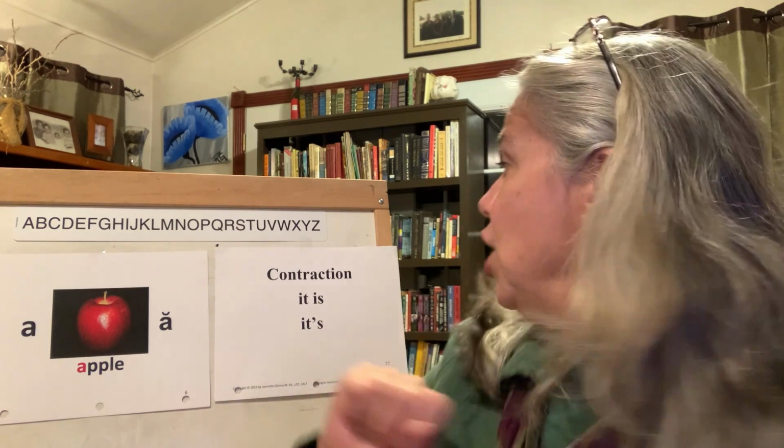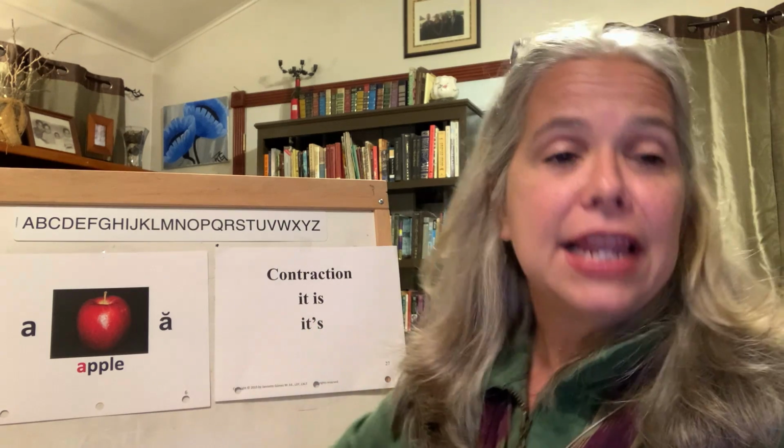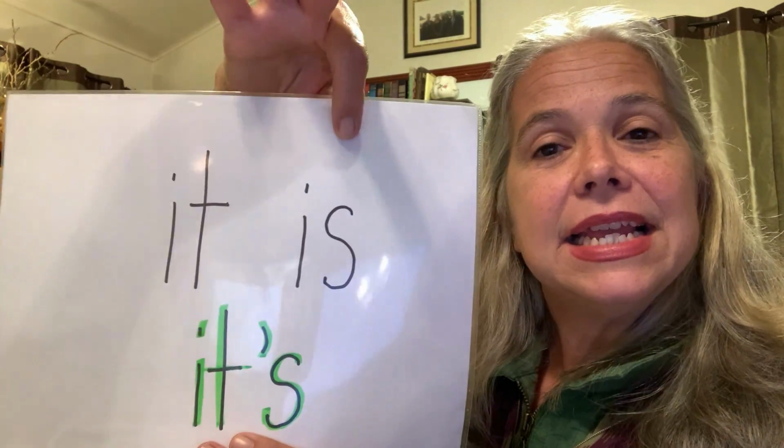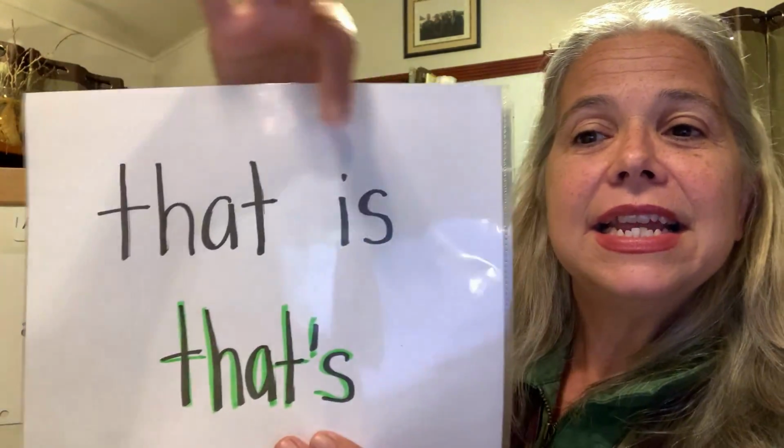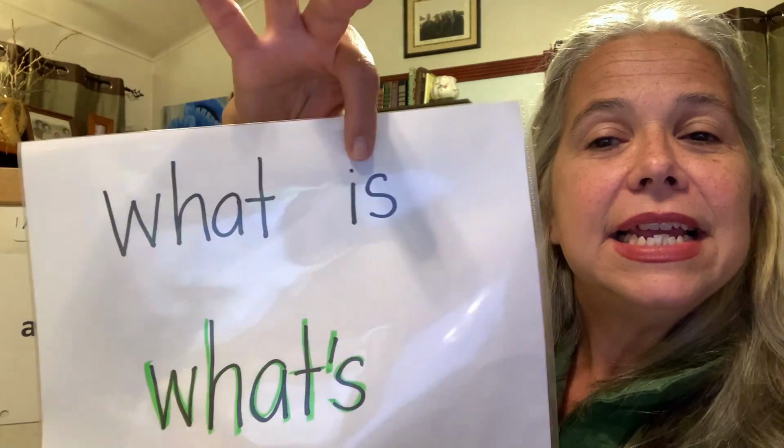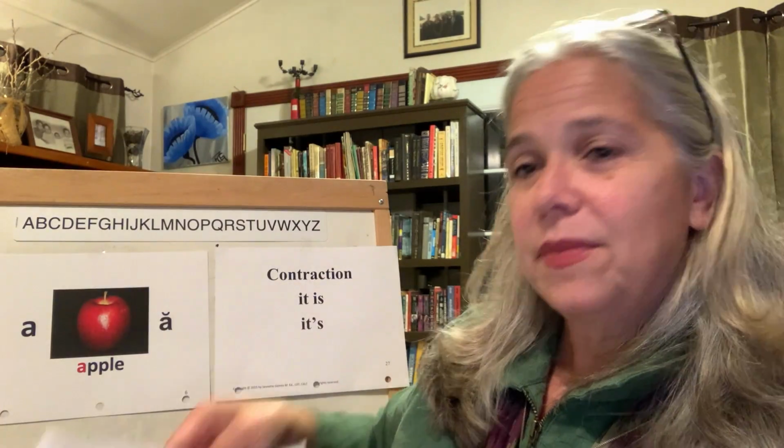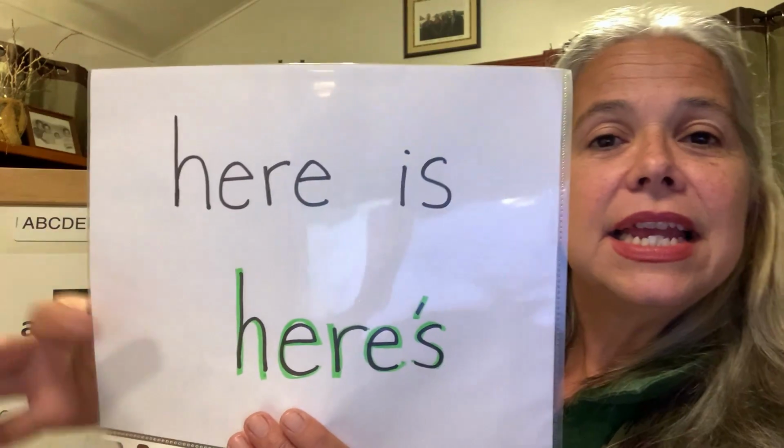We learned that a contraction is formed by combining two words into one word and omitting some of the letters. The apostrophe means that a letter or letters have been omitted. Let's go over the contractions we already know. We know it is, it's. We know that is, that's. What is, what's. Here is, here's. Today we're going to learn two new contractions.